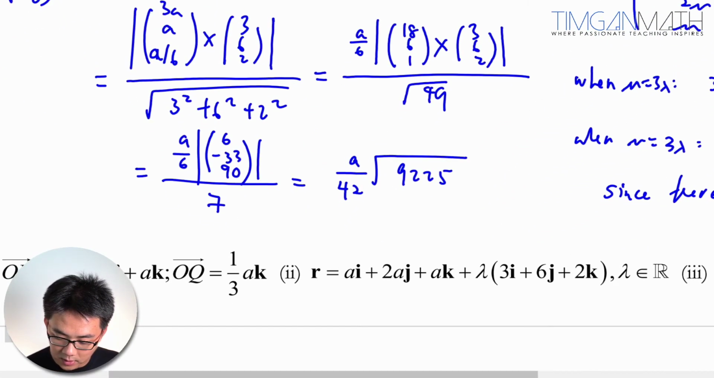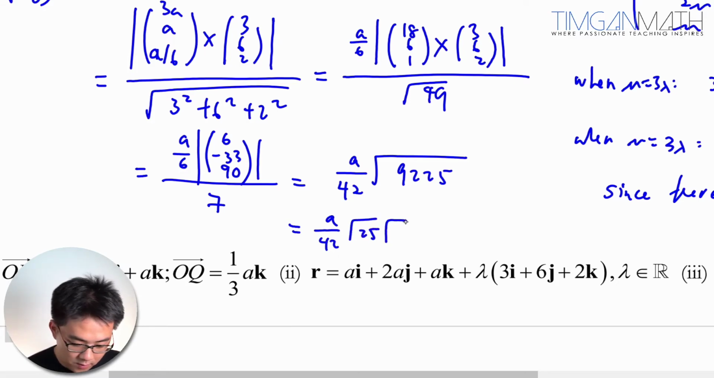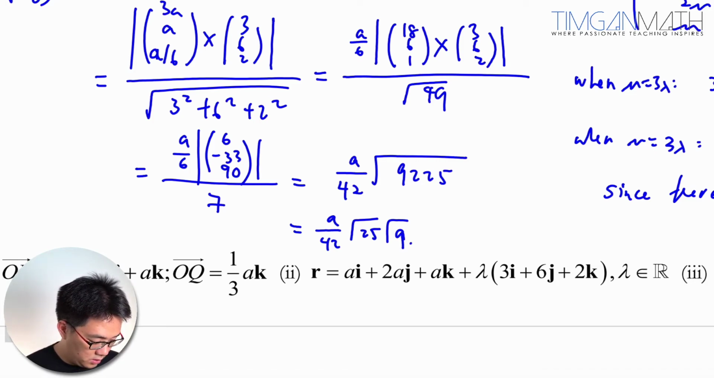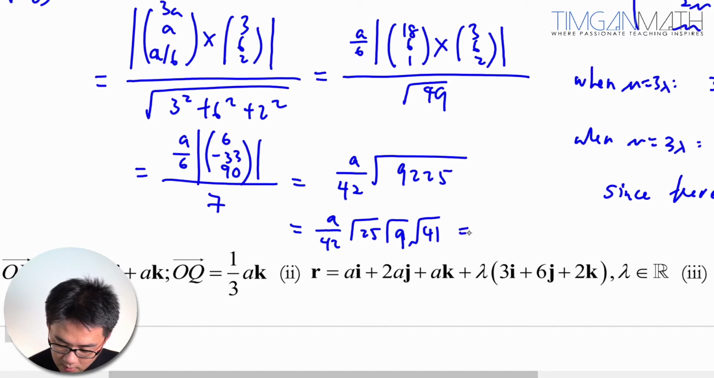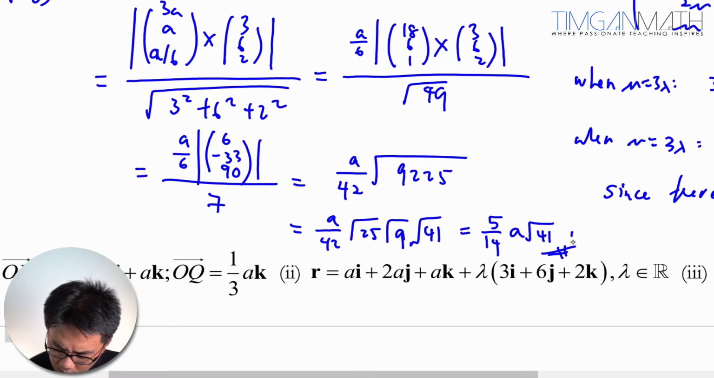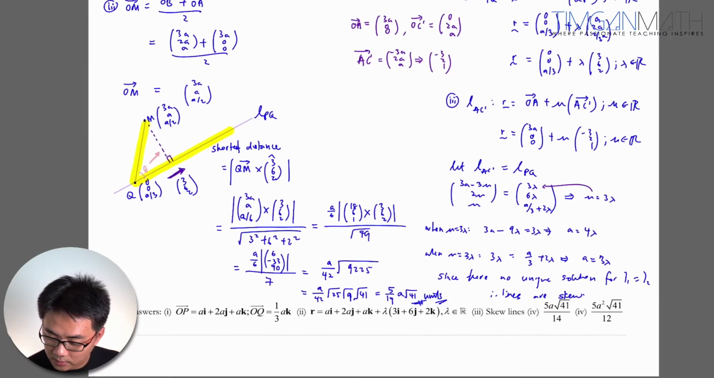Yeah, so this will be 25, 9, and yeah, you all know how to do. Just divide lah. This is 41. So this will be 5 times 3 divided by 42, which is 5 over 14. A root 41 units. There you go. Got it.